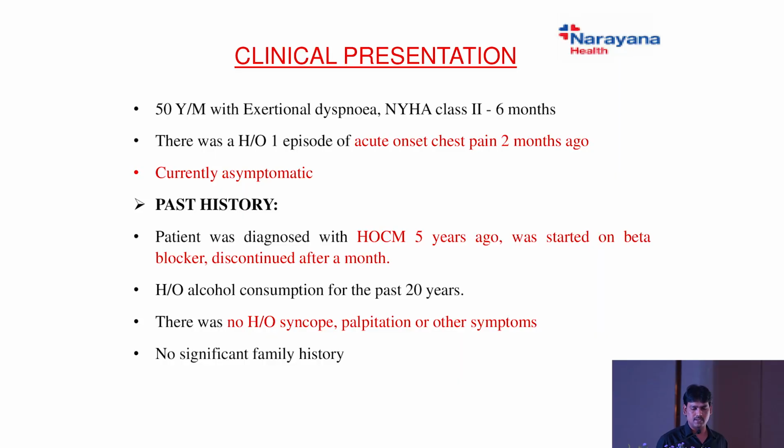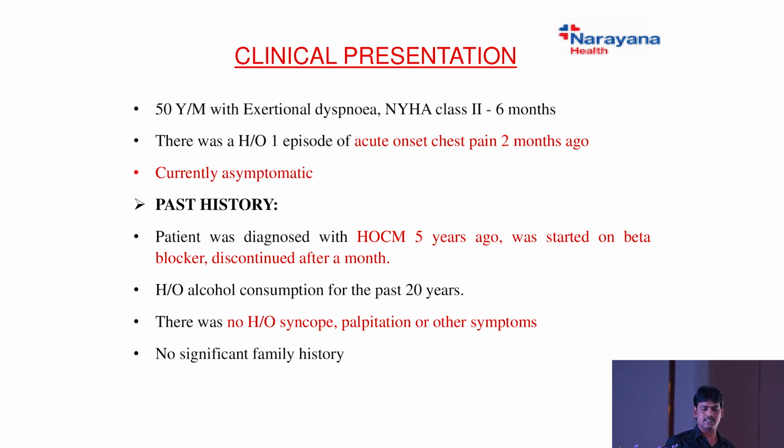Coming to our patient, a 50-year-old with exertional dyspnea, worsened with NYHA class 2 symptoms for the last 6 months. There was a history of one episode of acute onset chest pain 2 months ago. Currently, when he presented to OPD, he was asymptomatic.